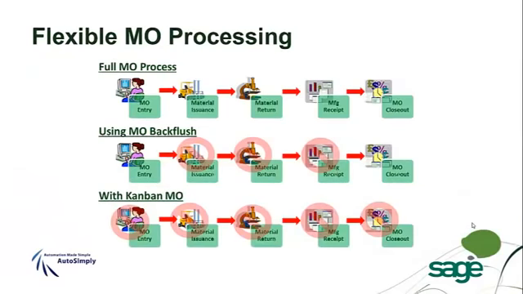These slides illustrate the MO options for the user. We can choose to use the full MO process where we can have 3 to 5 steps. By using the MO backflush option, we can then reduce this to 2 steps. With JIT or Kanban processing, we can actually reduce it to just 1 step.